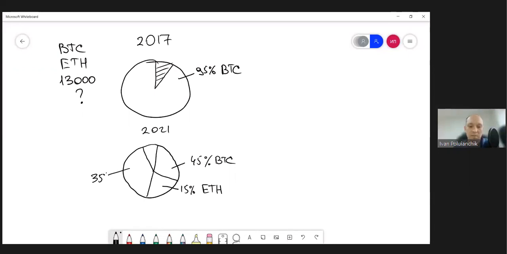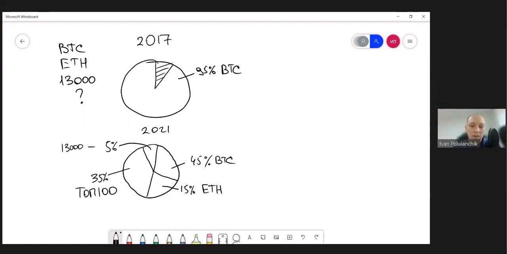And another 35% roughly make up another top 100 tokens or cryptocurrencies, whereas the remaining 5% is over 13,000 cryptocurrencies, which account for a 5% share of the market, whereas the top 100 currencies account for 95%. And before, until 2017, to be able to invest into the market, it was enough to buy Bitcoin. And this way you could cover the entire market.